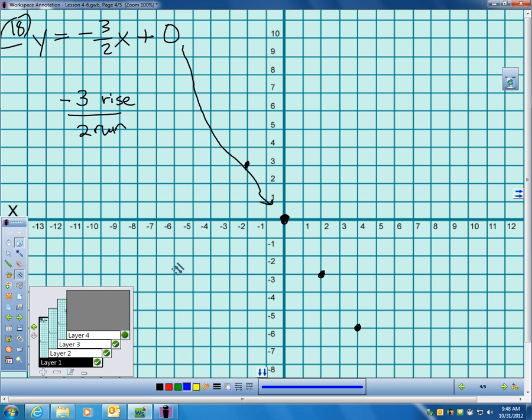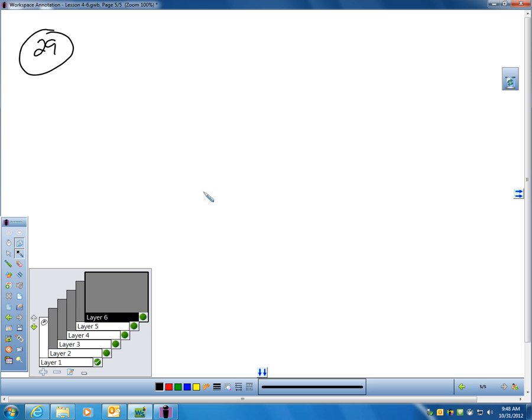There we go. Okay. And now all I need to do is draw a line through those points, put arrows at the end. I just graphed y equals negative 3/2 x. Very simple to graph that. Let's also go to 29 and talk about that.